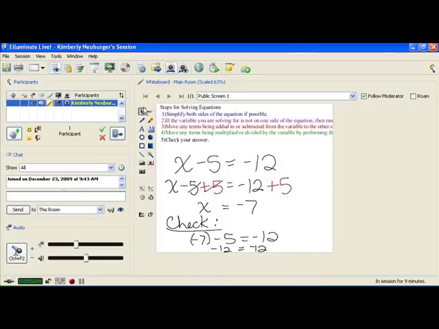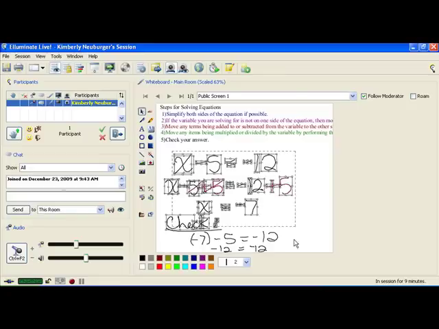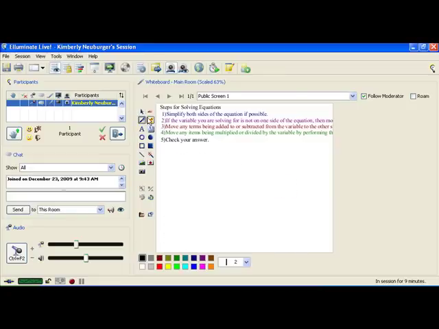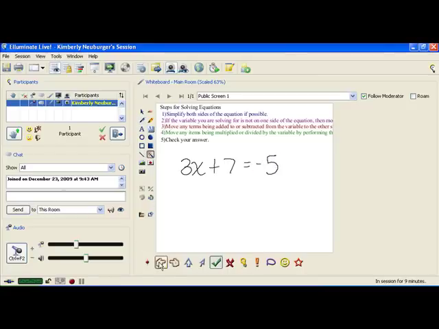Now that particular problem only needed one of these steps. Let's take a look at a problem that has a little bit more involved that uses more of them. Let's say that we have 3x plus 7 equals -5. Now, on this one here, we want to go through all the steps again.